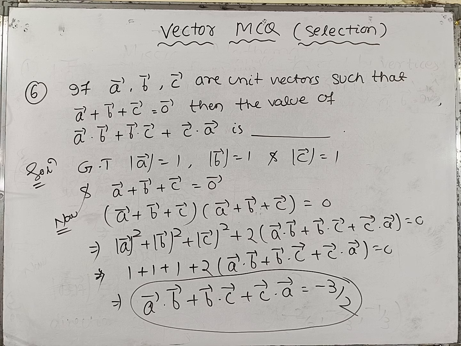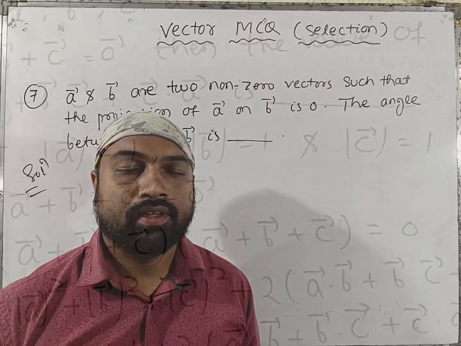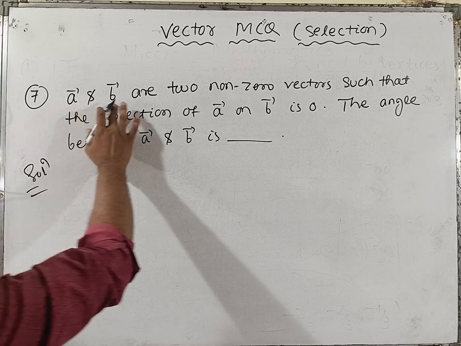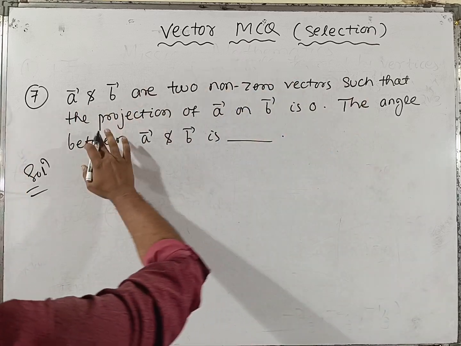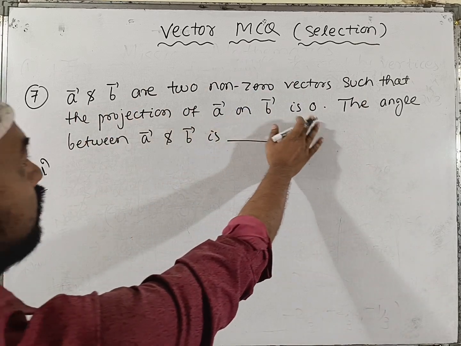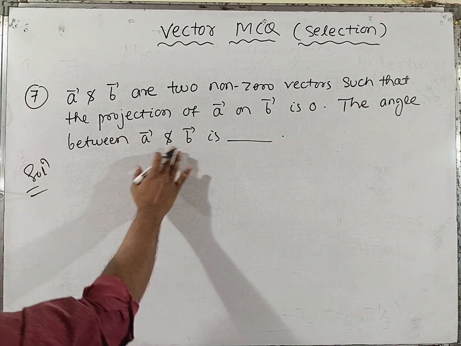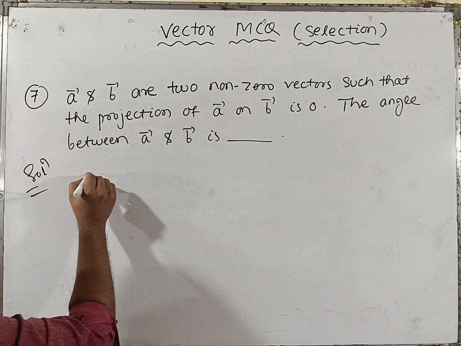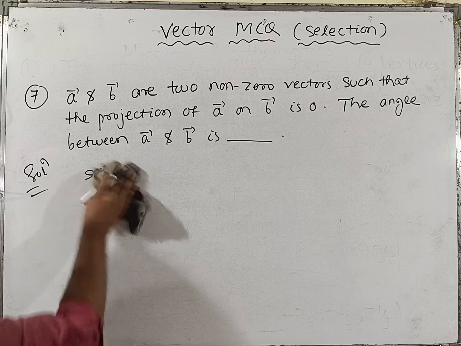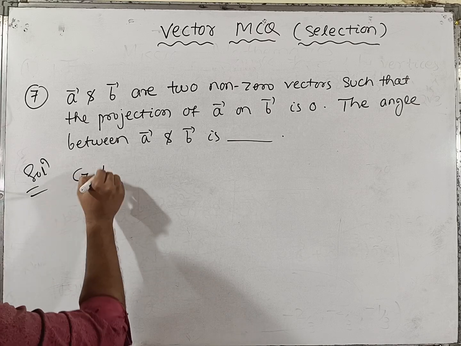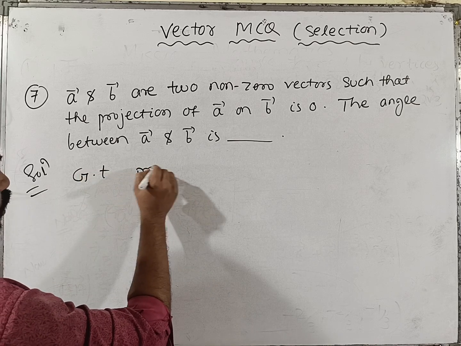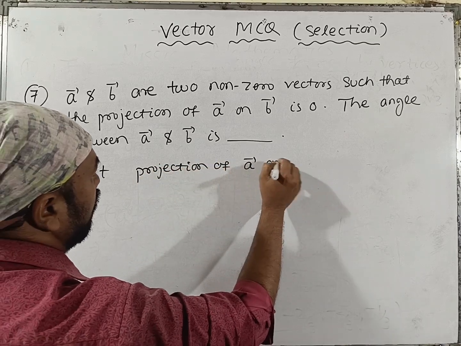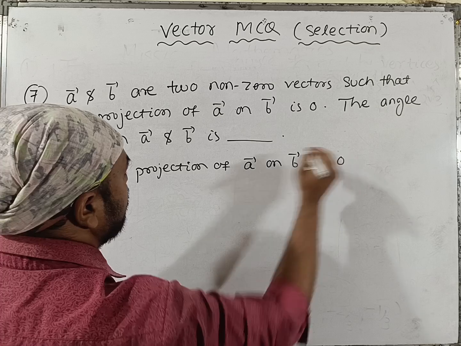Then let us go through question number 7. Here it is question number 7. A vector and B vector are two non-zero vectors such that the projection of A vector on B vector is 0. The angle between A vector and B vector is dash. It is given that the projection of A vector on B vector is 0.